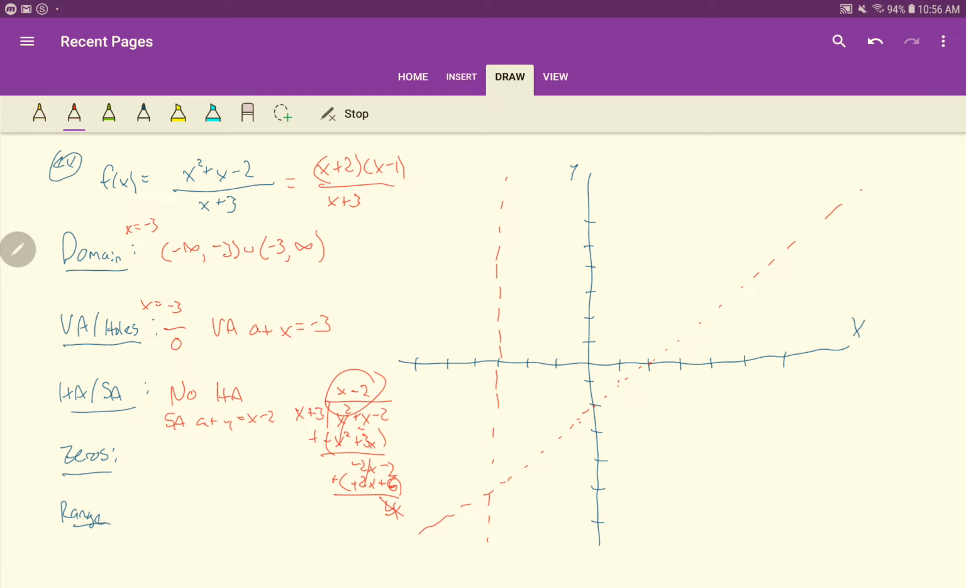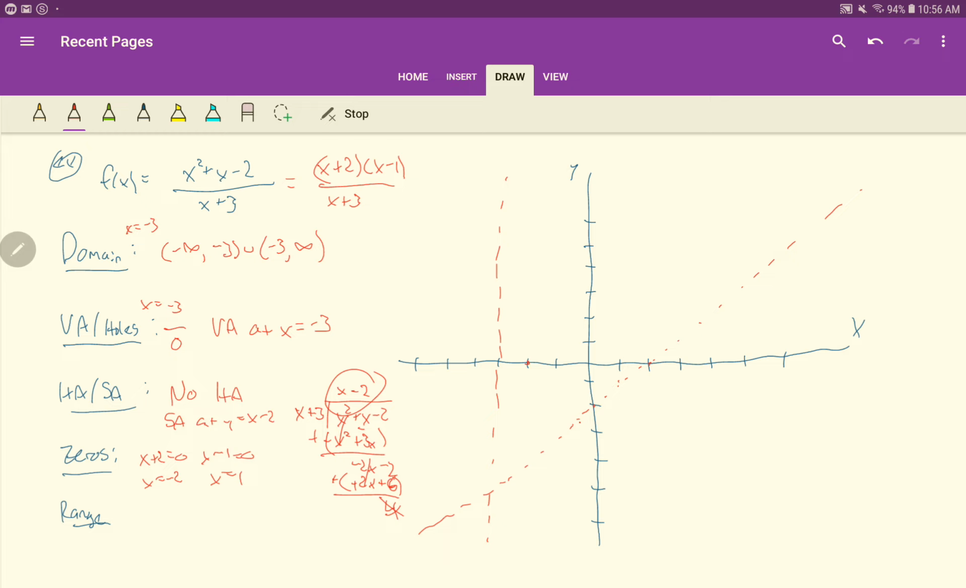Okay, like that. And that's our slant asymptote. Zeros: again, we'll just set the numerator equal to 0, so that's x plus 2 equals 0 and x minus 1 equals 0. Again, this thing overall only equals 0 when the numerator is 0. The numerator will equal 0 when x plus 2 is 0 or x minus 1 is 0, so you get x equals -2 and x equals 1. And so we'll plot those here too.